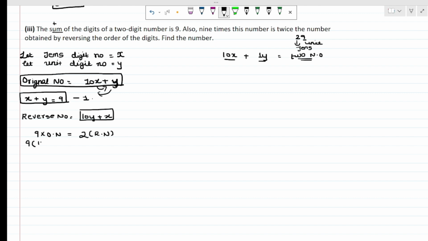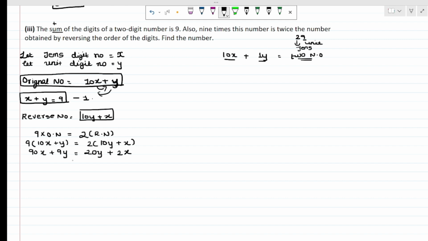Your original number is 10x plus y. What is it equal to? It equals twice the reversing number. What is the reversing number? 10y plus x. Now solve this. 9 times 10 gives you 90x plus 9y equals 20y plus 2x.